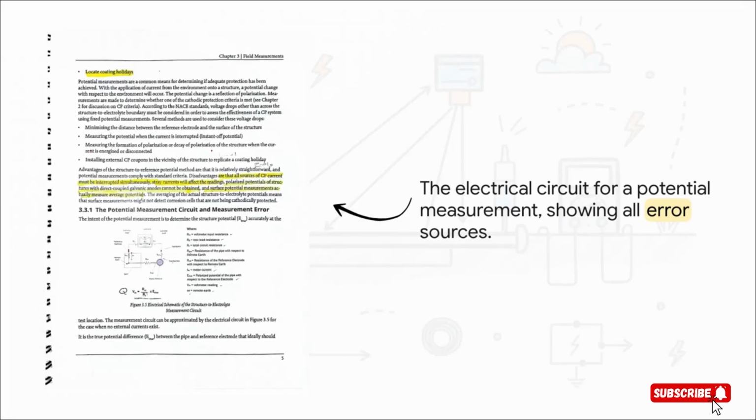Now, this diagram is super important because it shows you what's really happening when we take that measurement. It's a simple electrical circuit. Let's walk through it. E true, that's the real potential of the pipe, the thing we're trying to find. To measure it, we connect our voltmeter, which has its own internal resistance, that's RV. Our test leads, the wires, have some resistance, RT. The reference electrode isn't perfect. It has some resistance, RR. But the really big one to watch here is RS, the resistance of the soil between our electrode and the pipe. Why? Because all of these little resistances can, and do, introduce errors into our reading.